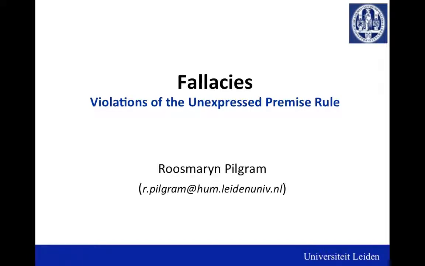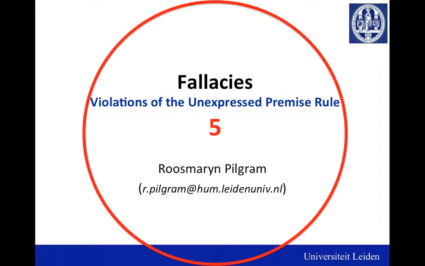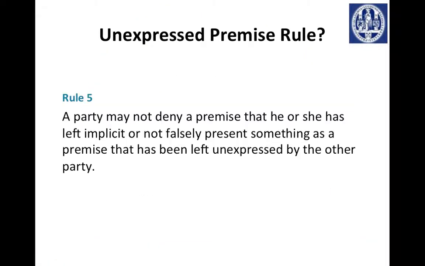Welcome to this recording on fallacies, specifically on violations of the Unexpressed Premise Rule, and that's Rule 5 of the Rules for Critical Discussion. Now this rule reads as follows. A party may not deny a premise that he or she has left implicit, or falsely present something as a premise that has been left unexpressed by the other party. So this is quite technical, but let's explain it by means of an example.